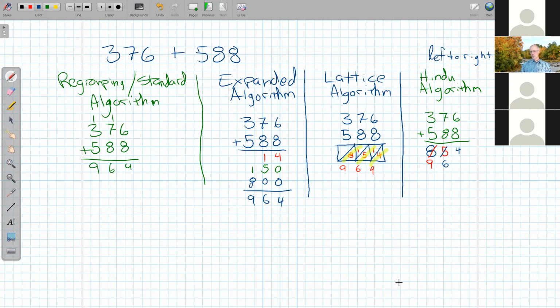Wow, I never thought of that. Look at that, that's awesome. So there are a lot of ways to add. People around the world don't all do it this way over here. Although this is standard in the US, it's not standard everywhere else. Some places the expanded algorithm is more standard. Some places it's the lattice algorithm. Some places it's the Hindu algorithm.